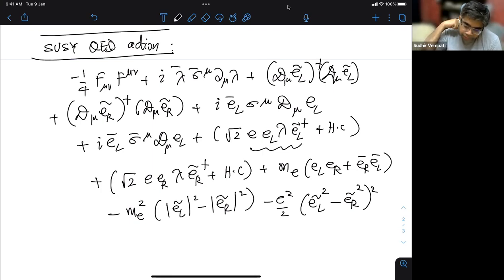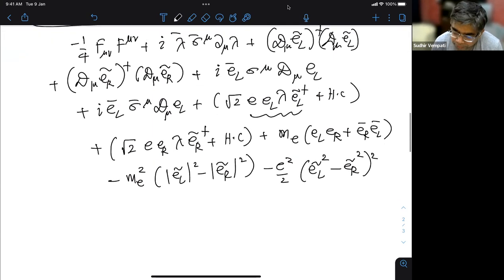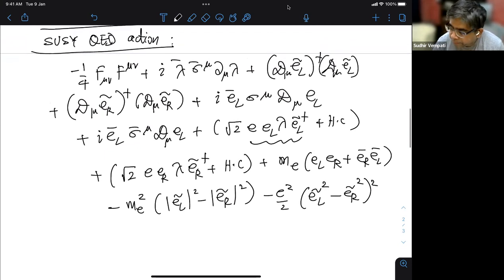Okay, good. Now this is your... then we talked about the Feynman rules and so on. And finally, we talked about one more addition: what happens when supersymmetry is broken. So that's what I wanted to talk about today.